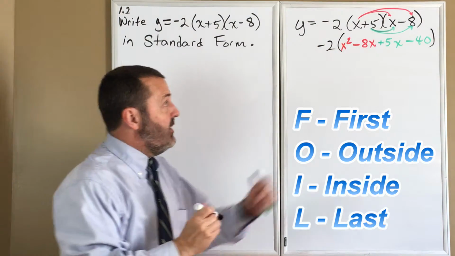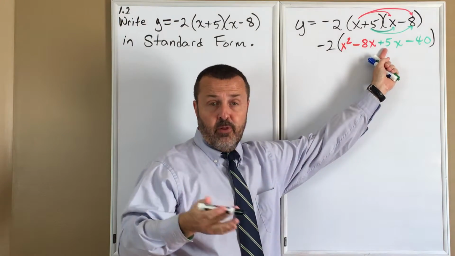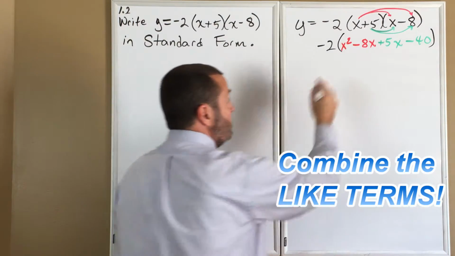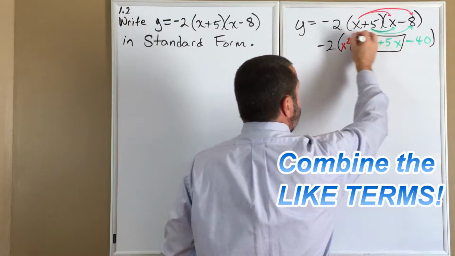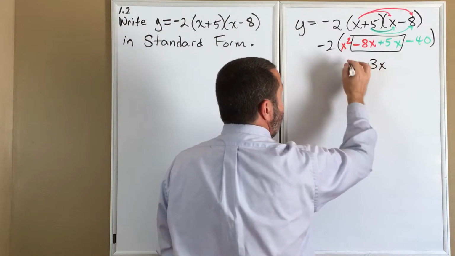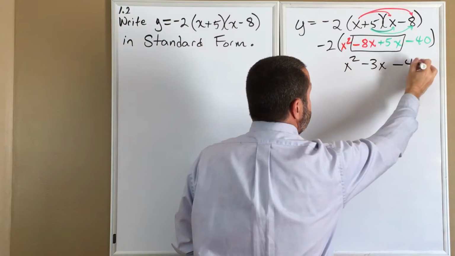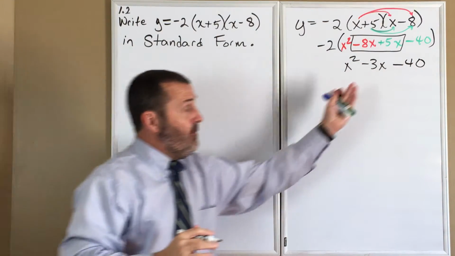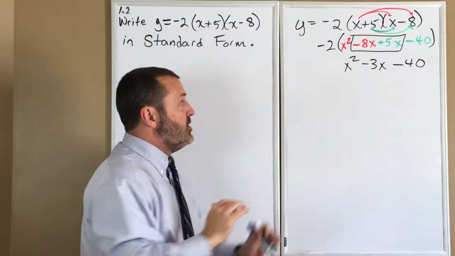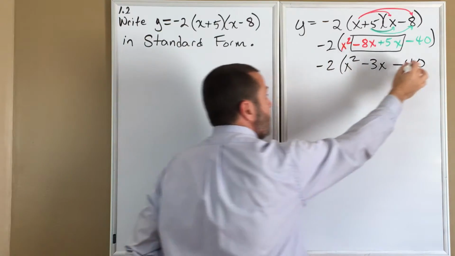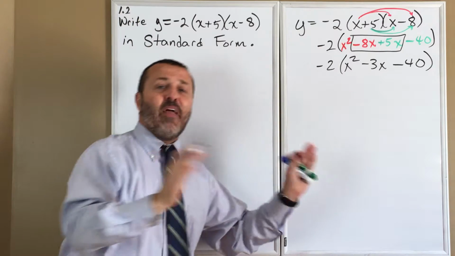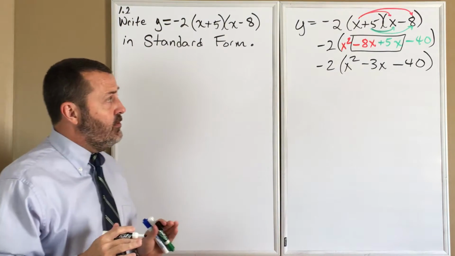Now, do you notice anything about the negative 8x and the positive 5x? Absolutely. Like terms, we combine like terms. And those two like terms produce negative 3x, or minus 3x. Did not affect the x squared term or the minus 40 term. And you're right. The negative 2 is still there. So we use the FOIL method. Back from Algebra 1, I bet you worked 1,000 FOILs in your life. So we can do this.